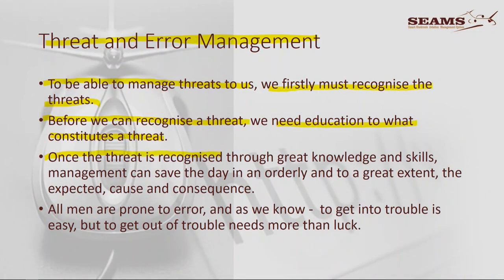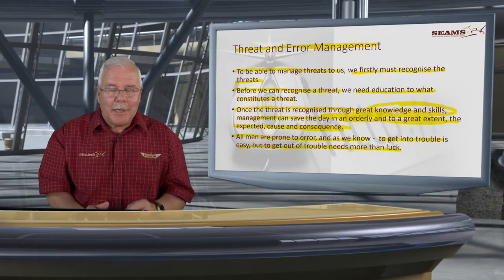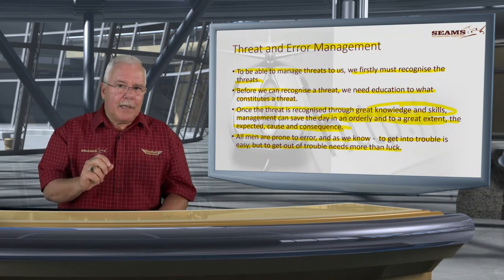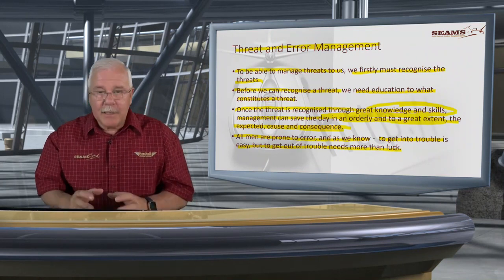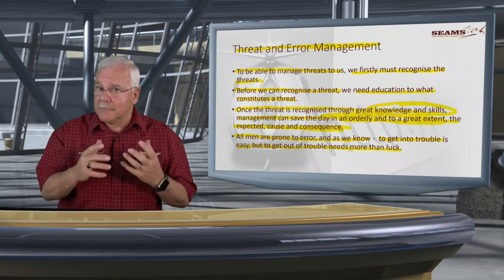So once the threat is recognized, through knowledge and skills, management can save the day to a great extent, the expected cause and the consequence. We must be able to recognize it in an orderly way. All men are prone to error, and as we know, to get into trouble is easy, but to get out of trouble needs more than luck. I don't want to get to the luck part. We're going to overcome adversity not by luck, but by skill. To have the skill is fine, but to have the knowledge combined with the skill is even better.